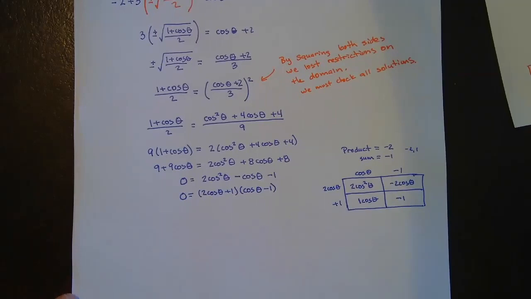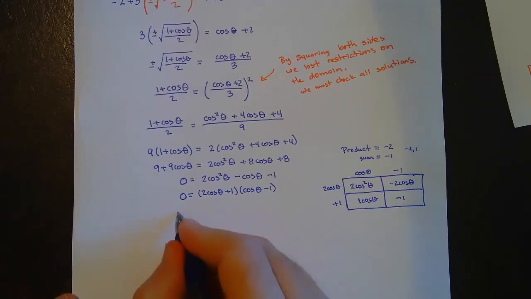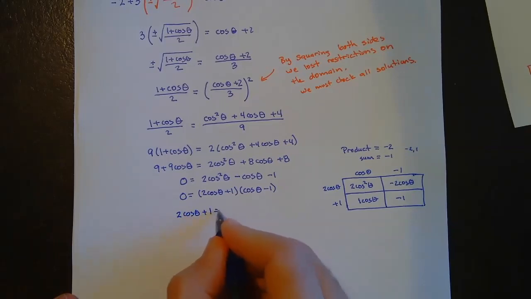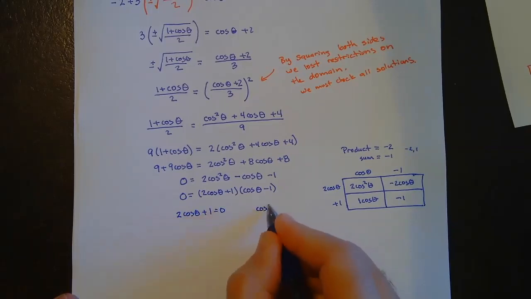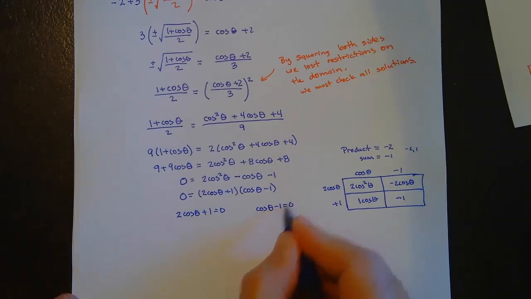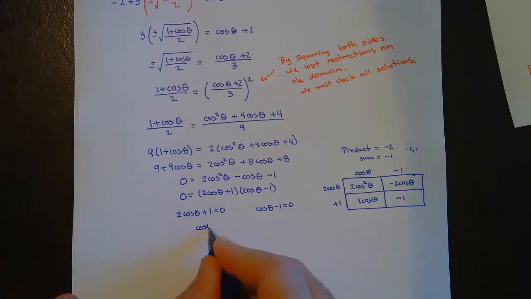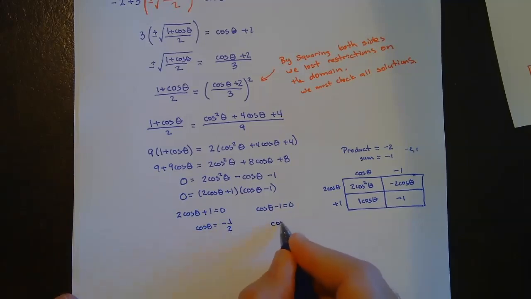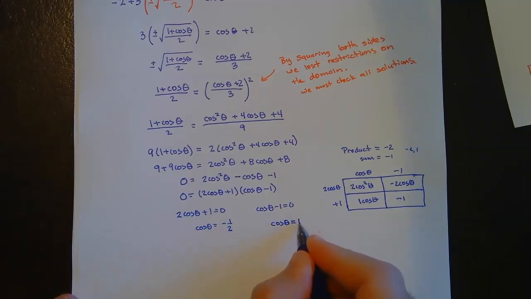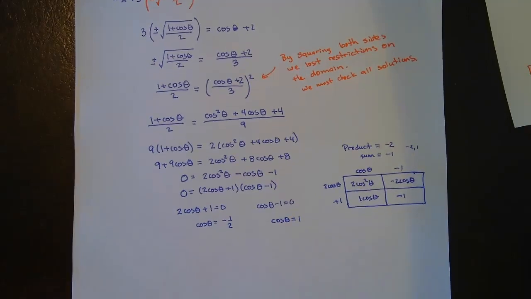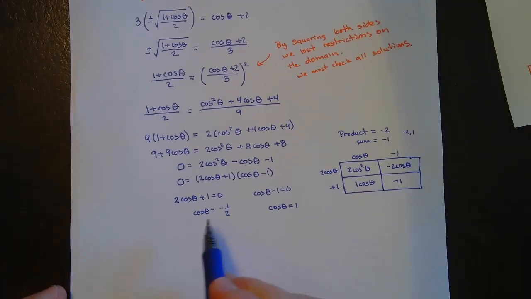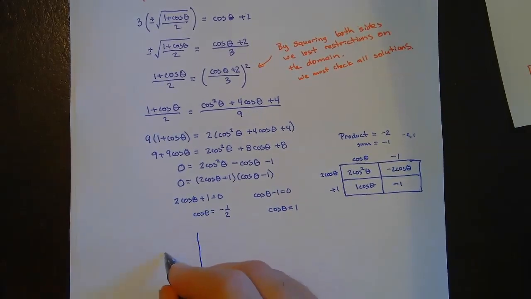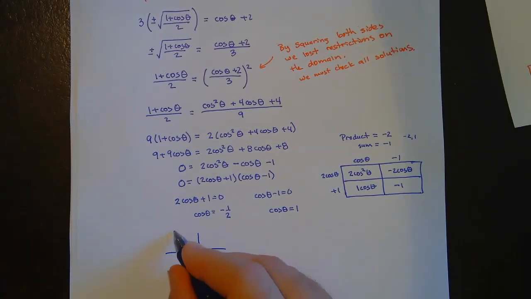Okay? Zero product property, we would have 2 cosine theta plus 1 equals 0. We could also have cosine theta minus 1 is equal to 0. This would be when cosine theta equals -1/2, and this would be where cosine theta equals 1. Okay, where is cosine theta equal to -1/2? Well, where's cosine negative? Well, it's these two, right?